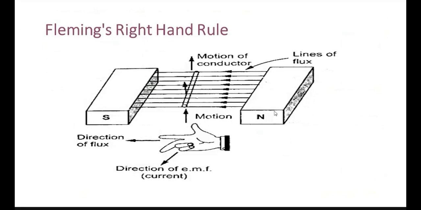Thus the motion of the conductor is in the upward direction. The field direction is from right to left. Then the current direction is from top to end of the conductor. That is the simple explanation behind Fleming's right hand rule.